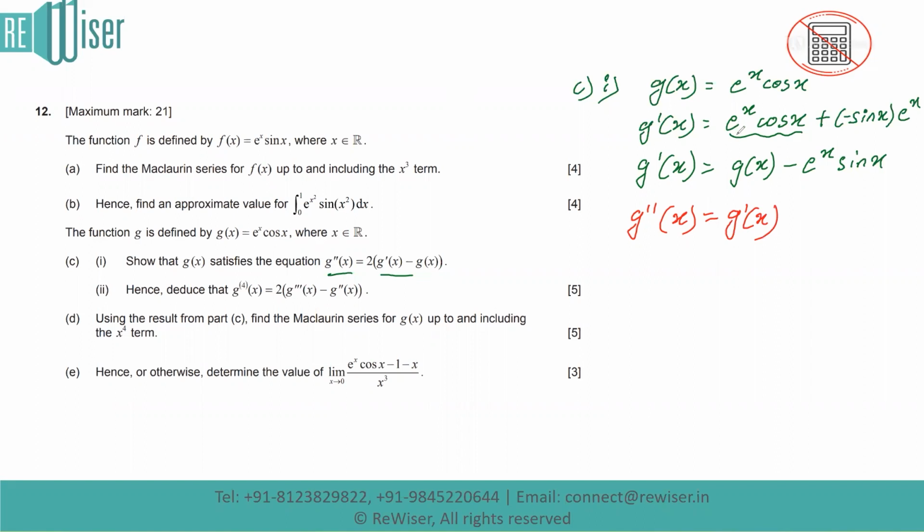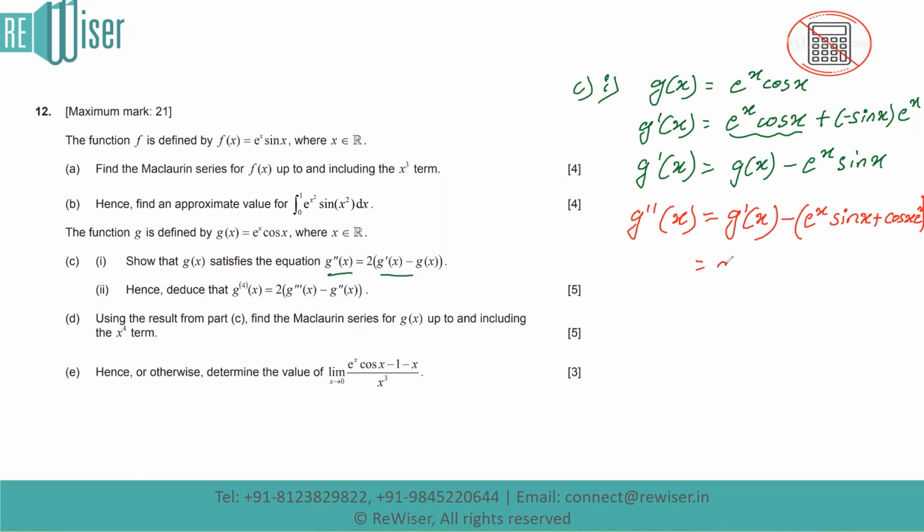If I don't do that, then probably I need to think about differentiating it twice. For e power x into cos x also, I need to apply the product rule. And for the second term also, I need to apply the product rule. And if I talk about this term, it's minus of e power x, the derivative of e power x would be e power x into sine x, plus the derivative of sine x would be cos x into e power x.